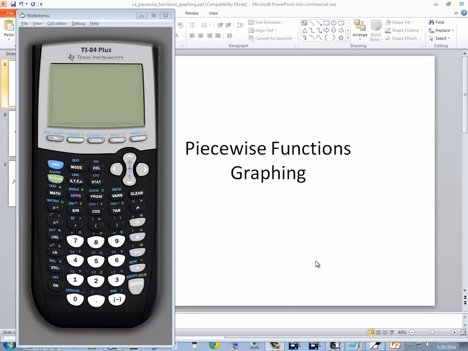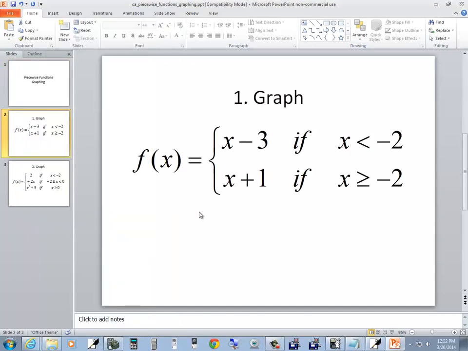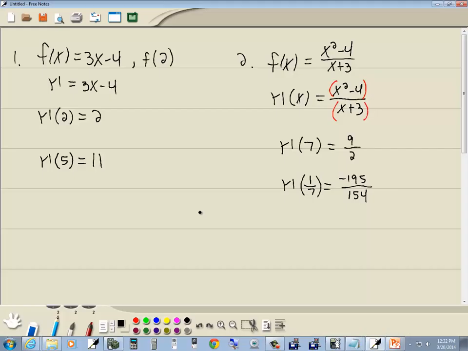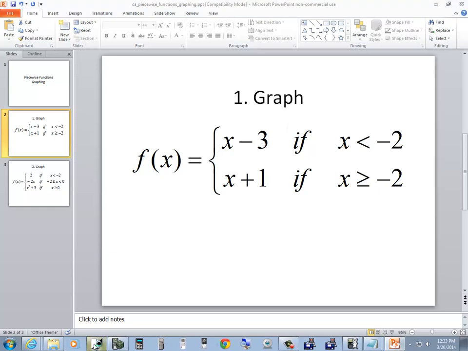Let's take a look at piecewise functions graphing on the TI-84 Plus calculator. Our first problem. We got the tablet blown up. Bring up a new version. Okay.